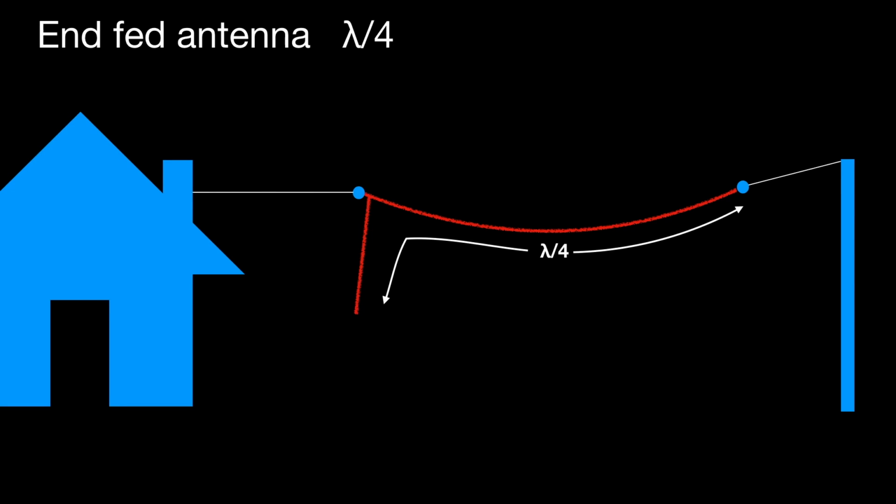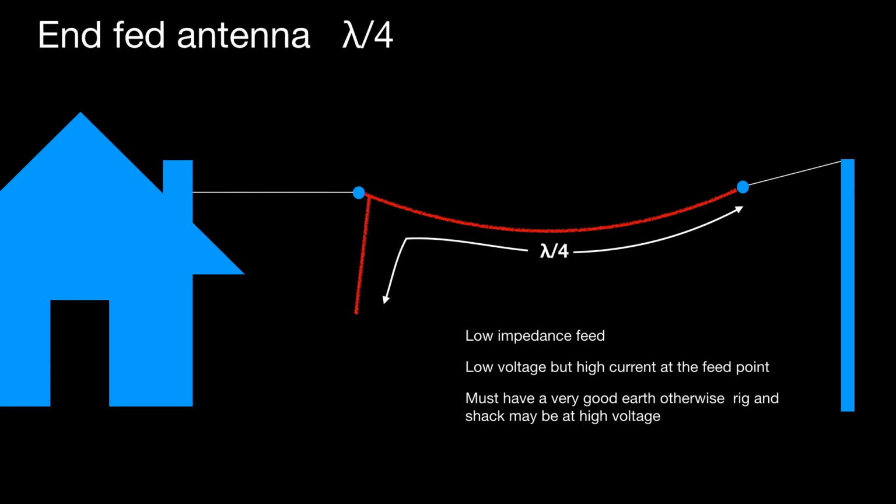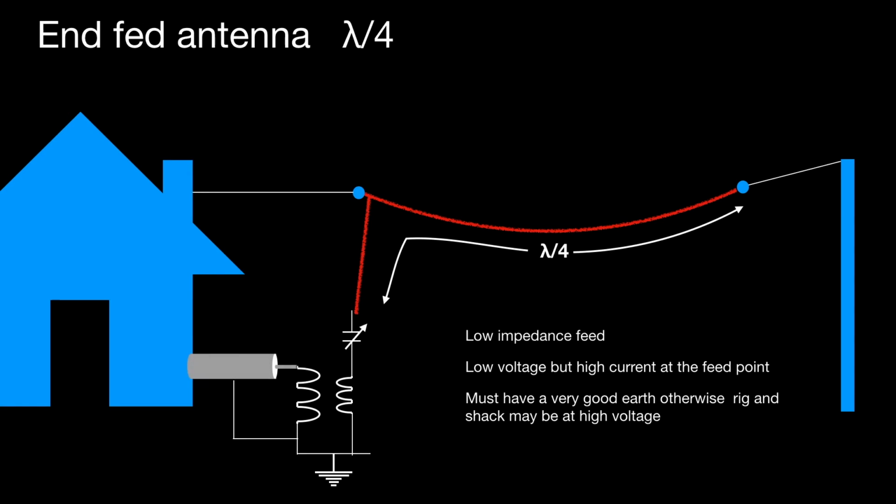Now, with a quarter wave antenna, you will have a low impedance feed, and that means low voltage. You expect a low voltage across a low impedance, but a high current. Again, high current will flow into a low impedance. So you must have a good earth, a very good earth, otherwise the rig and the shack may be at high voltage. And because you've got a low impedance, a series tuned circuit is indicated, and the capacitance then will help to make it resistive.